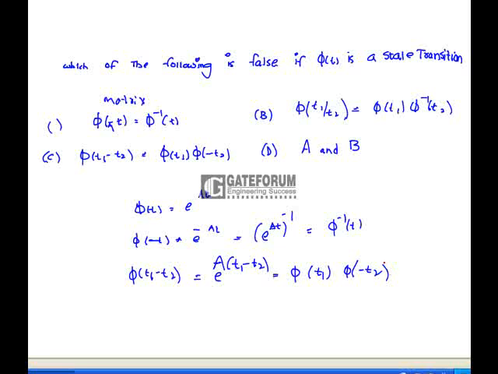Here phi of t1 t2 is equal to e power A (t1 t2), which is not equal to phi of t1 phi inverse of t2. Hence option B is the wrong statement regarding the state transition matrix. Hence option B is correct.